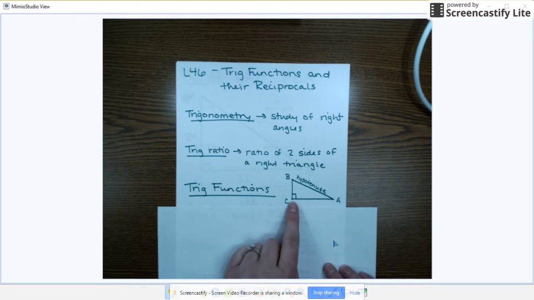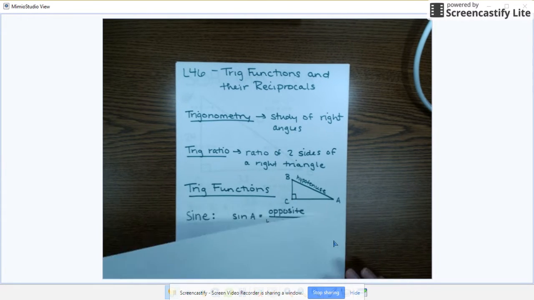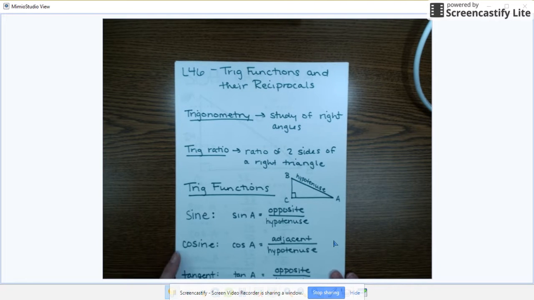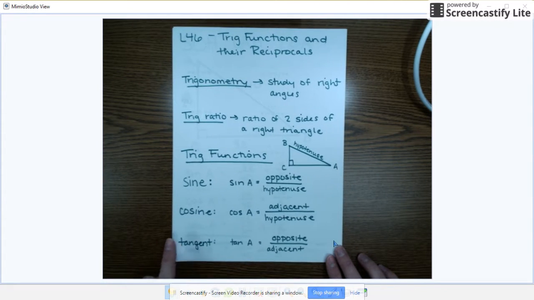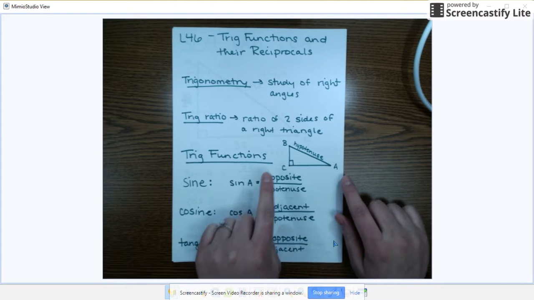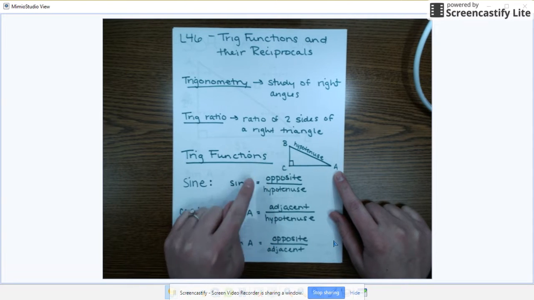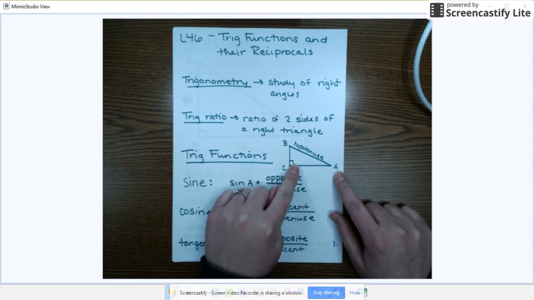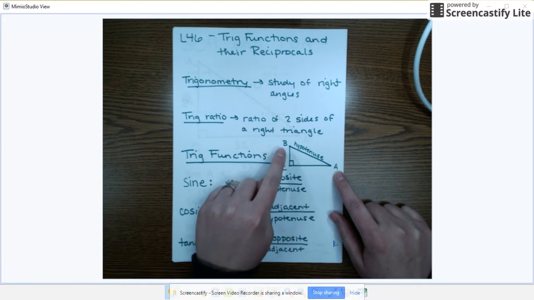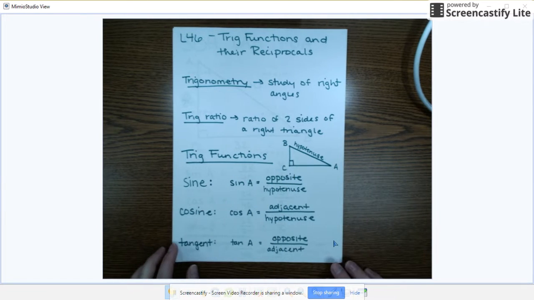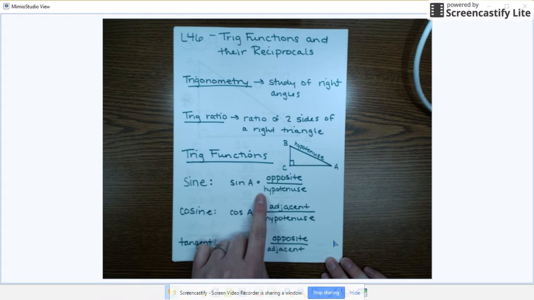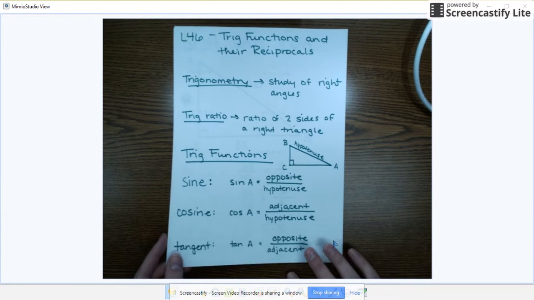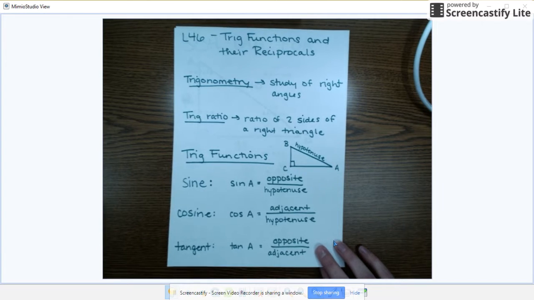Just a quick reminder, your hypotenuse is always across from that right angle. So our three main trig functions are sine, cosine, and tangent. Sine will always be, again, of one of these acute angles. So we will never take the sine, cosine, or tangent of our right angle. It always has to be one of the acute angles. So sine of A is opposite over hypotenuse, cosine is adjacent over hypotenuse, and tangent is opposite over adjacent.